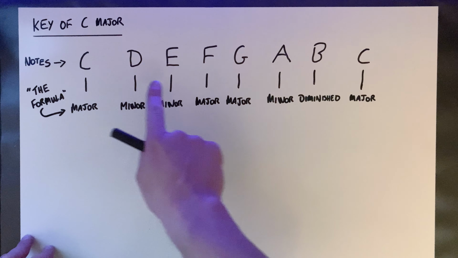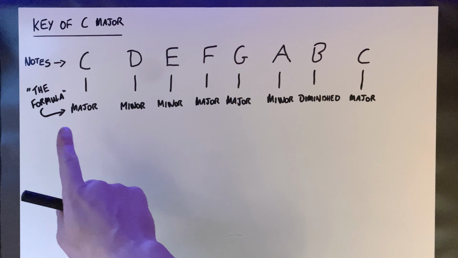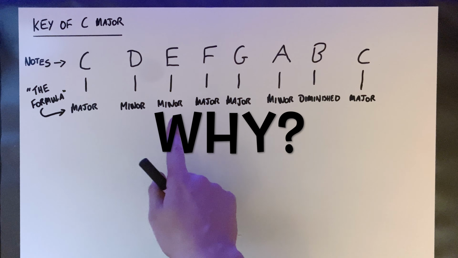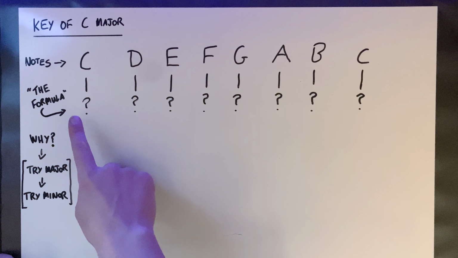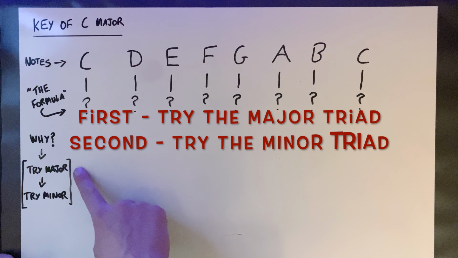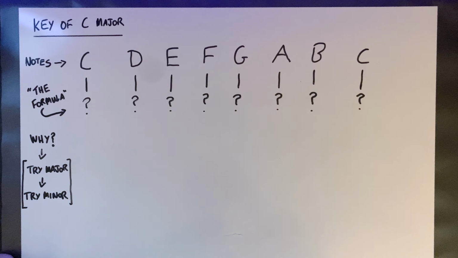So I've drawn out all the notes of the C major scale and the formula which helps us identify the chords we can use for each note. But in this video we want to talk about why we're using each of these chords. So to try and understand why, I've removed the formula. So now we need to work out the chord we need to use for each note. So to do that, I want to follow a very simple method. Firstly, we'll try the major triad. And if that doesn't work, we're going to try the minor triad. So let's see how we get on with that.